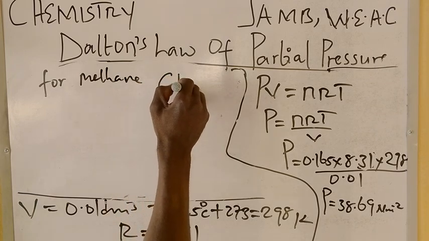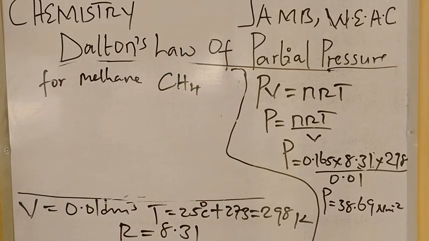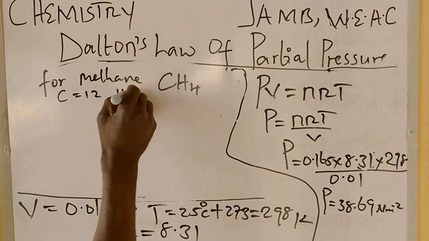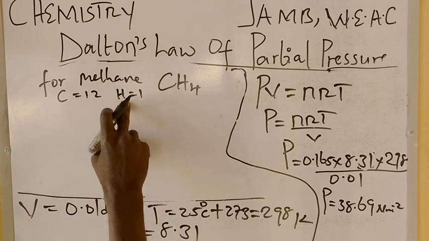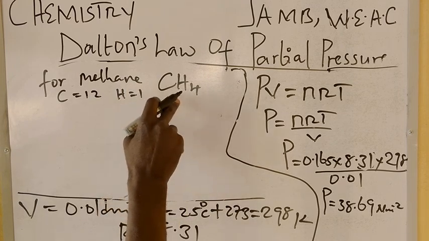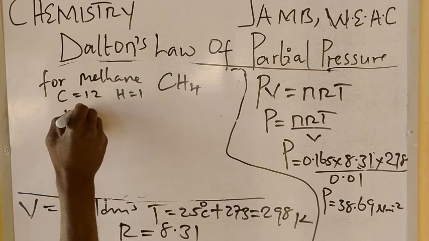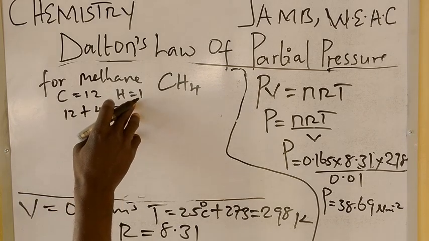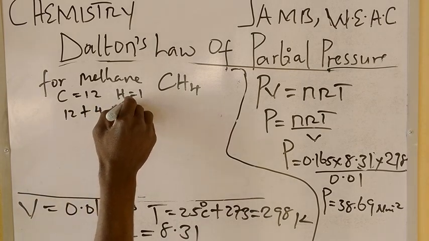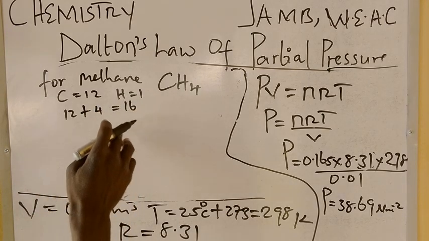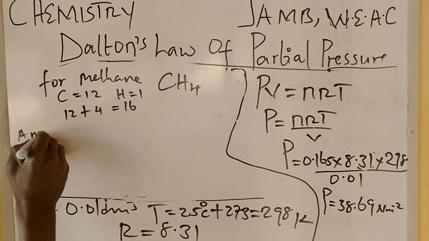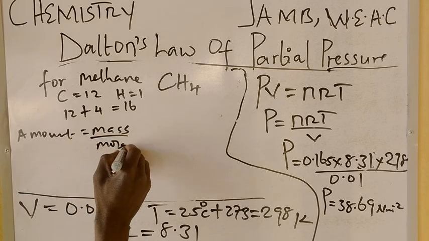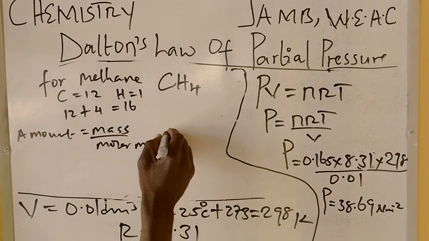Methane is CH4. C is equal to 12, H is equal to 1, and we have 4 of the H. So the molar mass is 12 plus 4, which is equal to 16. We said amount is equal to mass over molar mass.